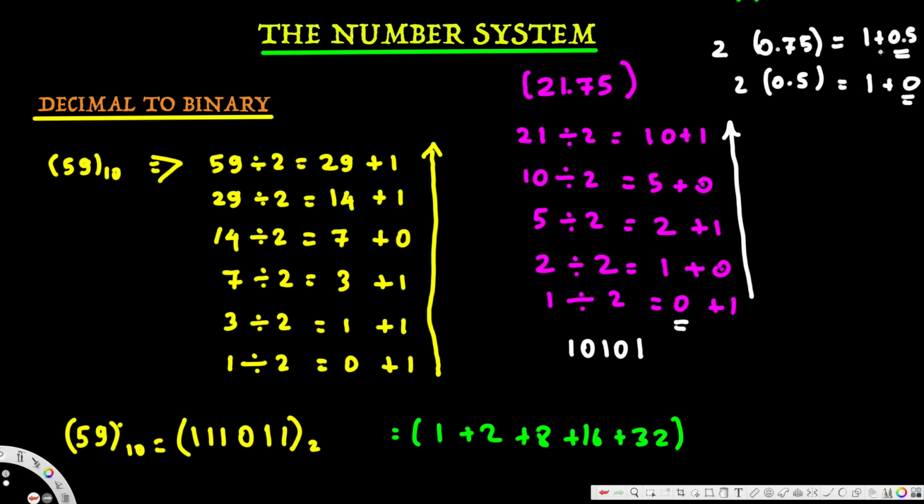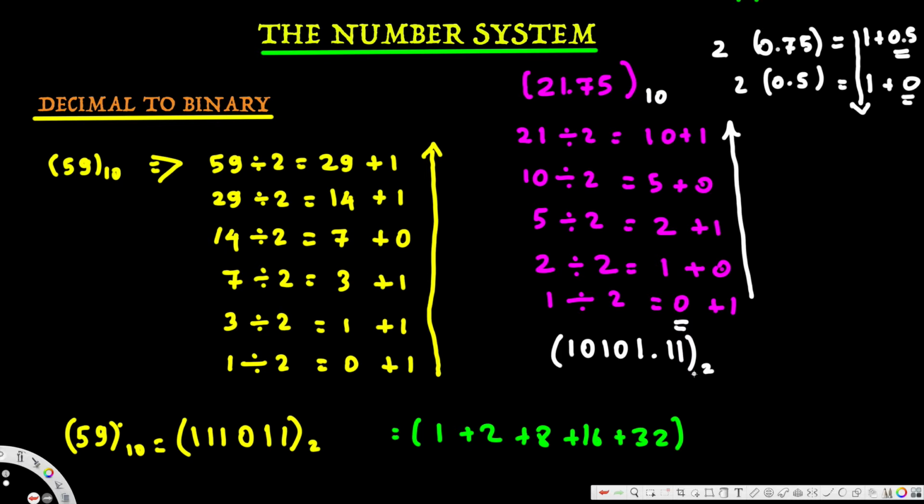Now we can go ahead and write this one, but for this one we only look at this first part right here, that's the part we are looking at. But for this one we read from top to bottom. So the conversion is going to be 0.11. Now that's it for this one. So this is the conversion of 21.75 from base 10 to base 2.